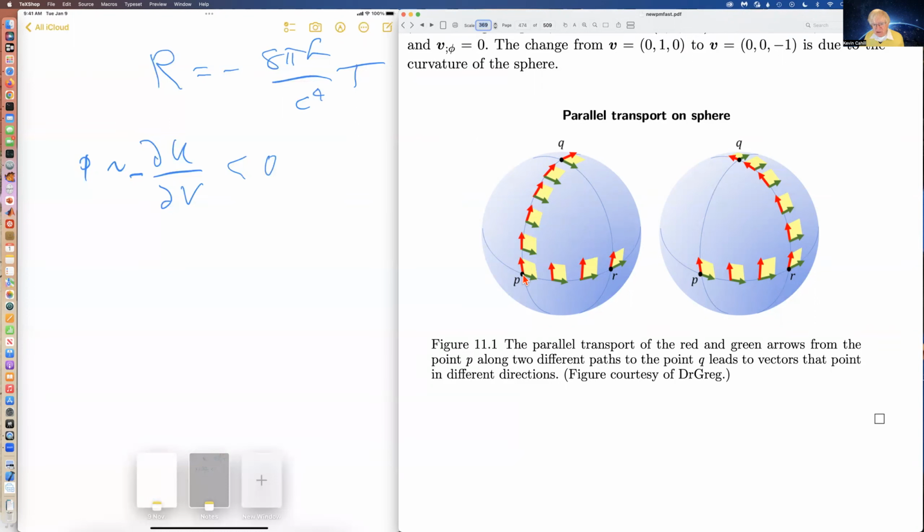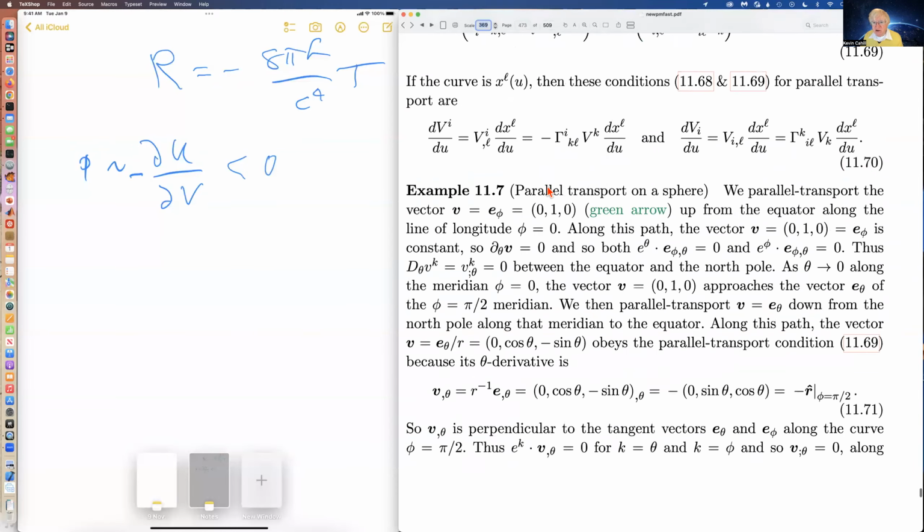This red vector starts on the equator, pointing directly north, though not at the North Pole, but in a direction that's parallel to the line from the South Pole to the North Pole. And then as you transport it in a parallel way, its covariant derivative vanishes.